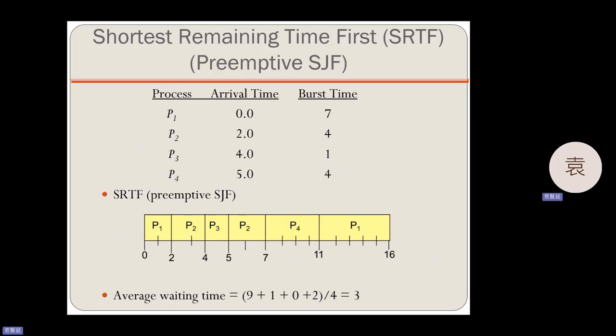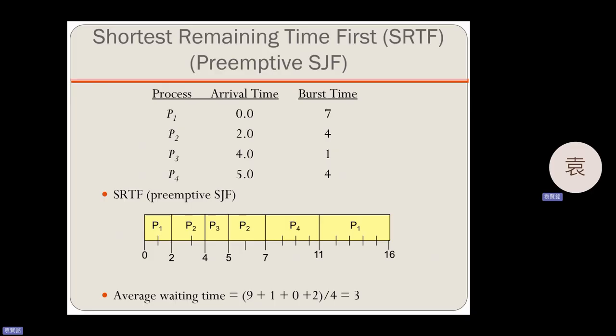However, at time unit 4, P3 arrives. P3 has CPU burst time 1, and at that time P2 has remaining time 2, and P1 has remaining time 5. So among these 3 ready processes, P3 is the shortest. So P3 will preempt P2, and P3 will start running at time unit 4. And at time unit 5, P3 finishes and P4 comes in.